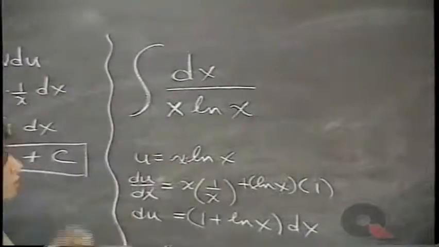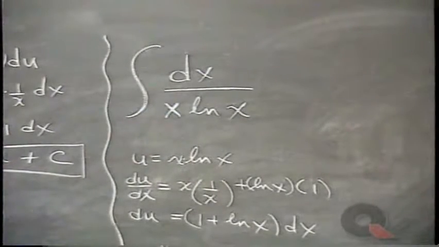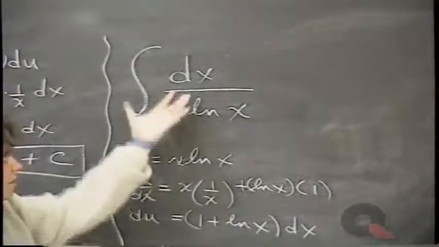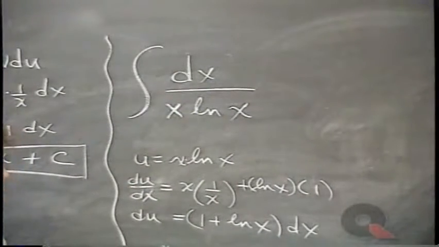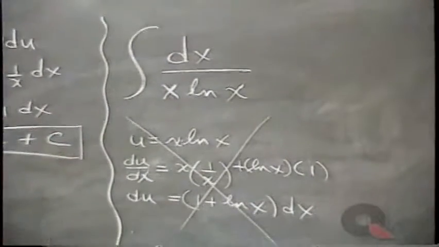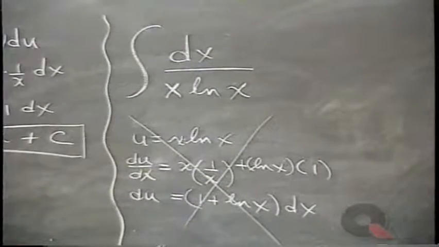Okay, so if u were to be equal to x ln x, the whole denominator, du, in order to integrate this as du over u, would be 1 plus ln x, and you're off by much more than a constant, so that's out. We didn't do anything wrong. We just made the wrong guess as to what u should be.